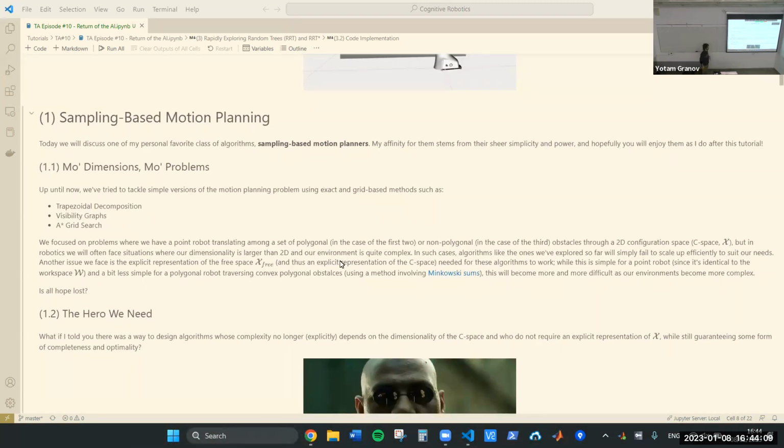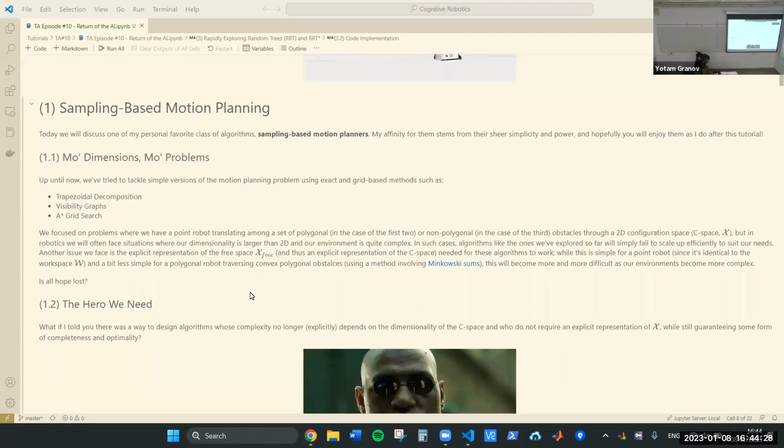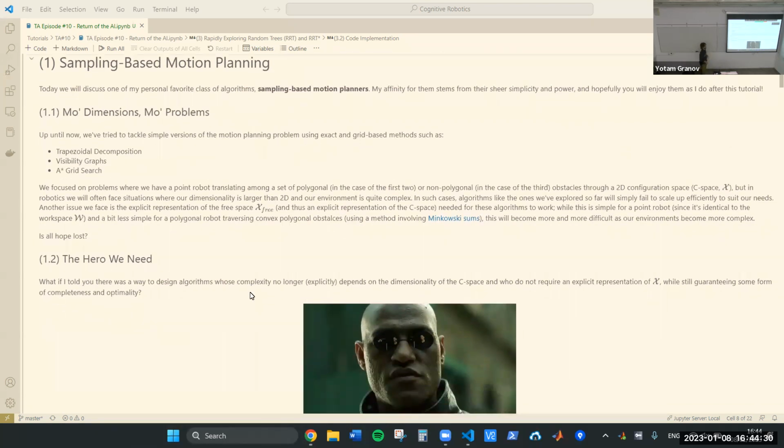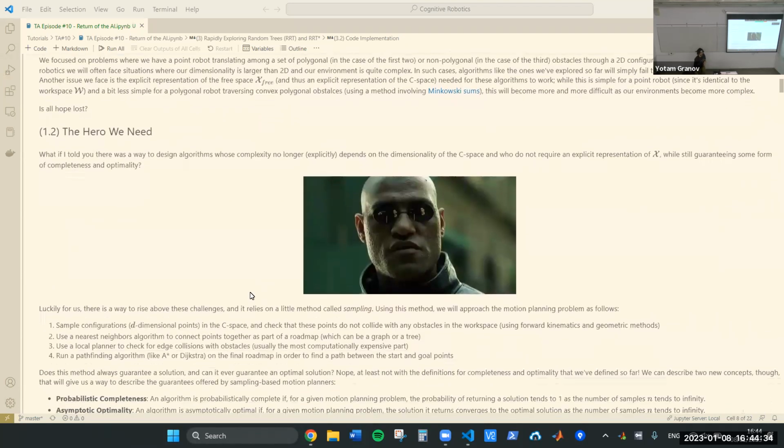So as I said, more dimensions, more problems. The higher the dimensionality of our problem, the more complex our environment is in terms of the shapes of the obstacles, the more DOFs we have in a robot, the more inefficient our exact, our geometric, and our grid-based methods become. Now, is all hope lost? No, I wouldn't be here if it was.